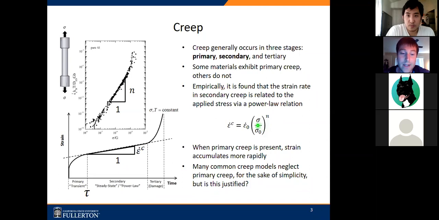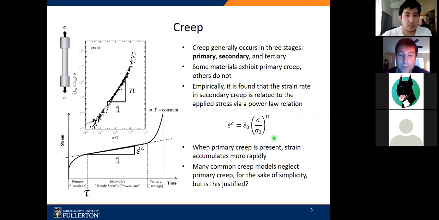That's in secondary creep. So this equation right here does not have primary creep. It also doesn't have tertiary creep. Tertiary creep is more to do with damage. It's not really a material response. It's the accumulation of damage at the microscale. So we typically don't include tertiary creep in the material model itself, but we might try to model damage in the geometry. So this only works for secondary creep.